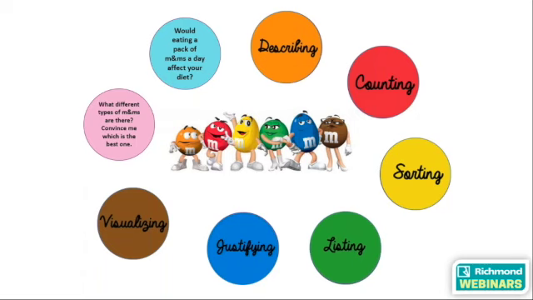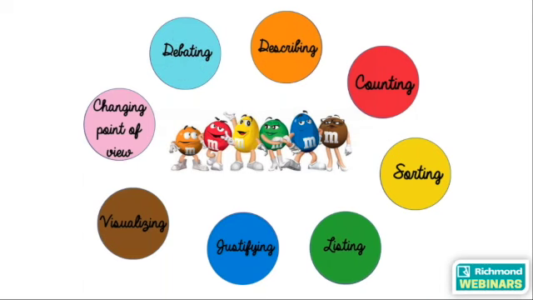Okay, what different types of M&Ms are there? Convince me, right, in this case, or convince your partner, which is the best one. This is what? This is changing point of view. Yes, you have to convince someone else why someone is like in a different way. And would eating a pack of M&Ms a day affect your diet? This is what? Going into deeper thinking. Yes, this is probably analyzing. This is probably debating. So you can see here, like first to debate, you need to analyze, and from there you will be able to build on a response.